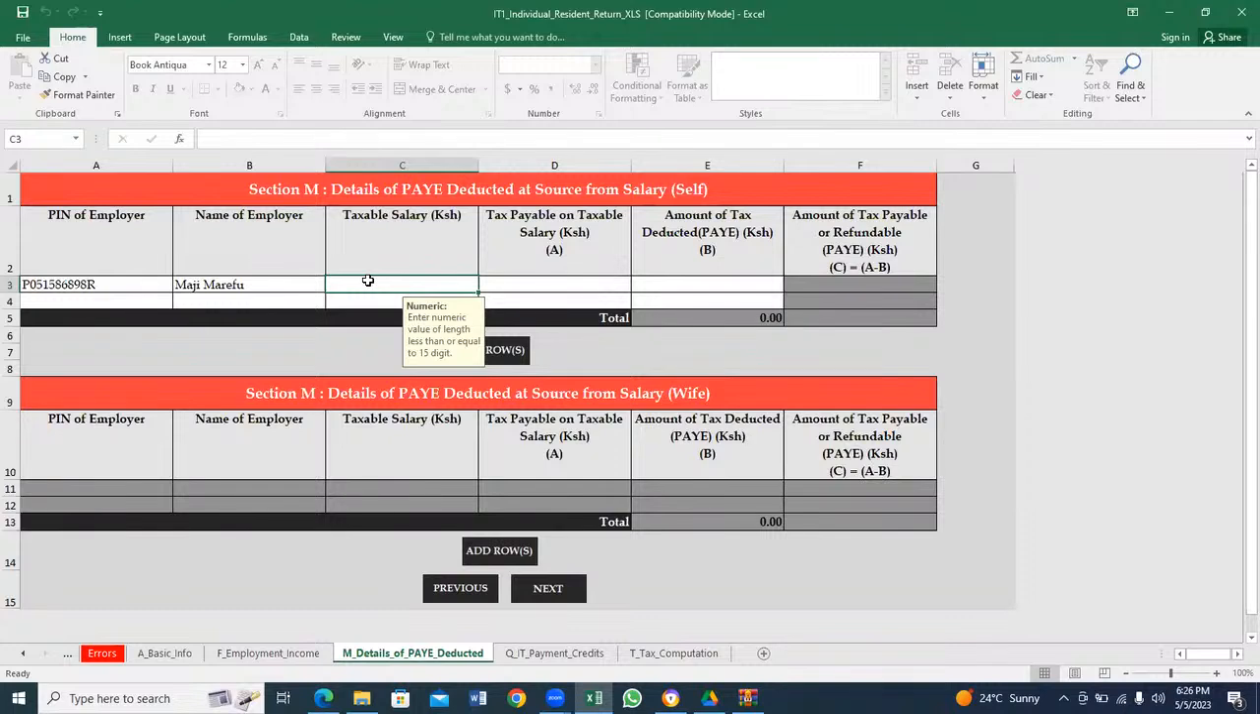Assuming this person has a mortgage, how much would be the taxable salary? I would like to see an answer. How much would be the taxable salary assuming no mortgage, with only the pension being deducted? How much will we have here in this taxable salary?